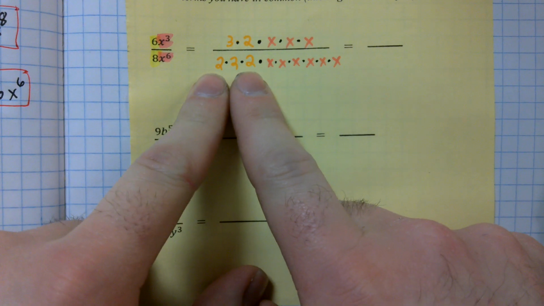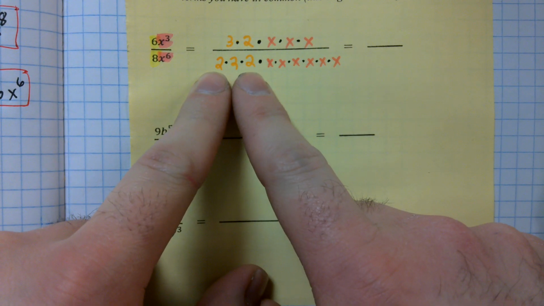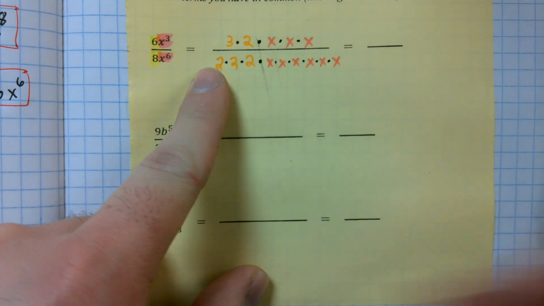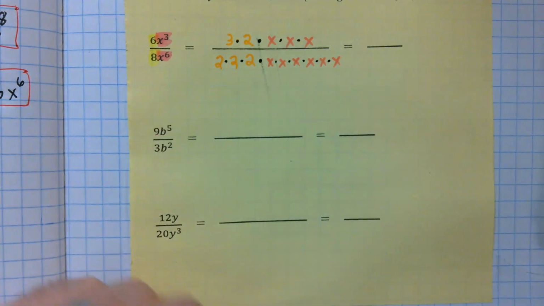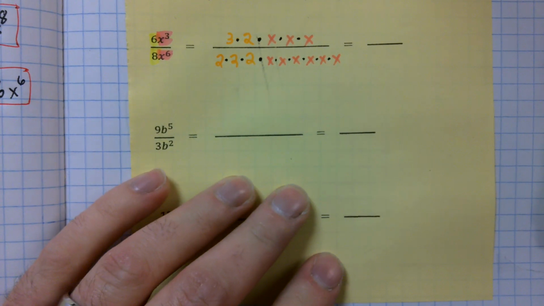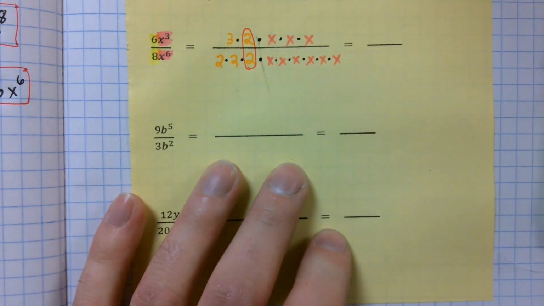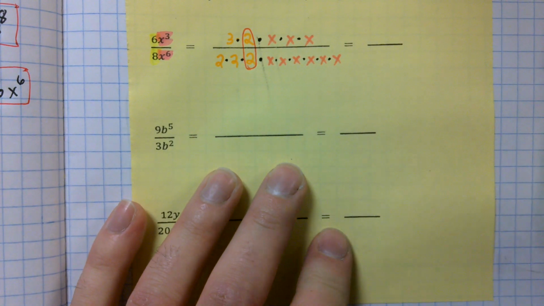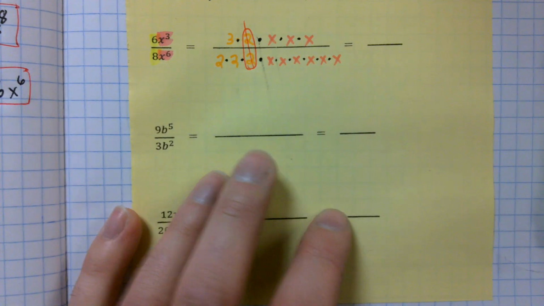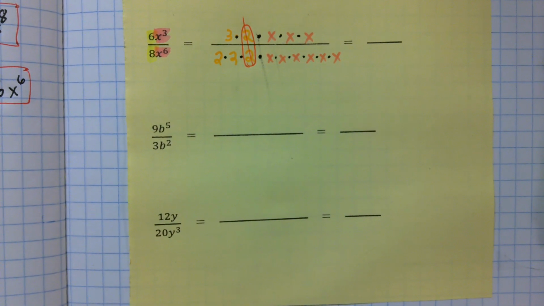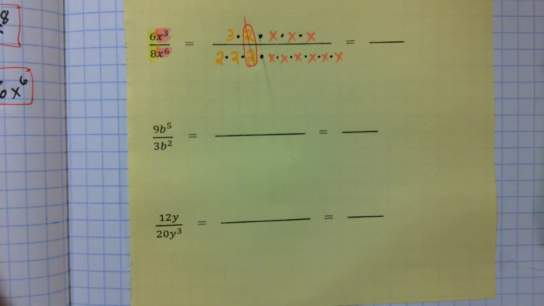Let's start with the numbers, all these yellow numbers here. Are there any numbers on the top and bottom that create a matching pair? Yeah, I got a pair of what? 2s. I'm going to circle up those 2s. And I'm going to cross them out. Away they go. Because what's 2 over 2? It's 1. So I can just get rid of it.